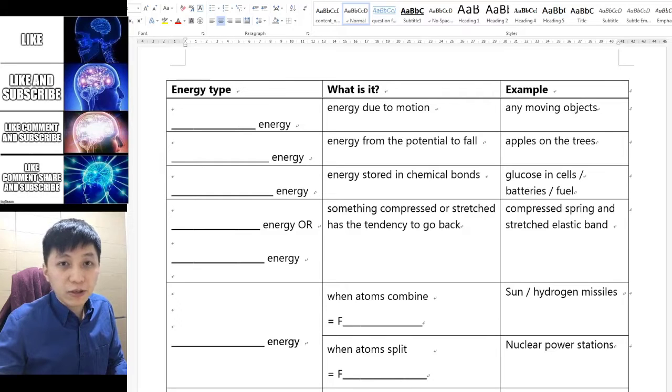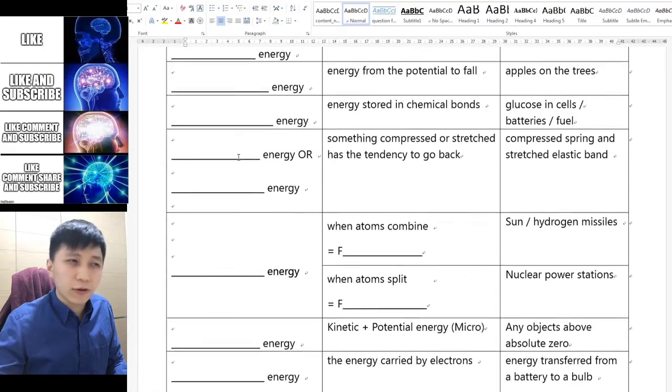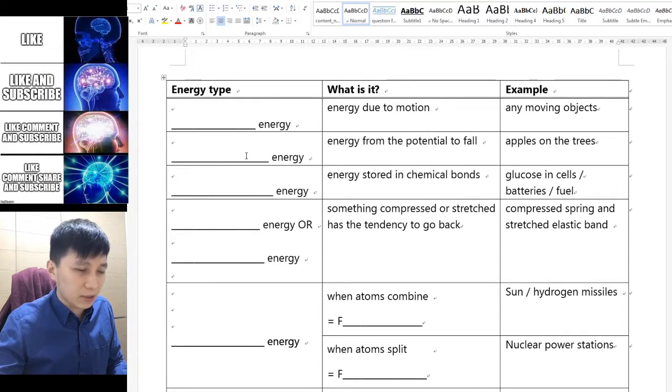Hi, welcome to the new chapter, Energy. When you learn something new, of course, the first thing that you should do is to learn the language. So here is a list of different types or different forms of energy, and I want you to find out what the names they are.